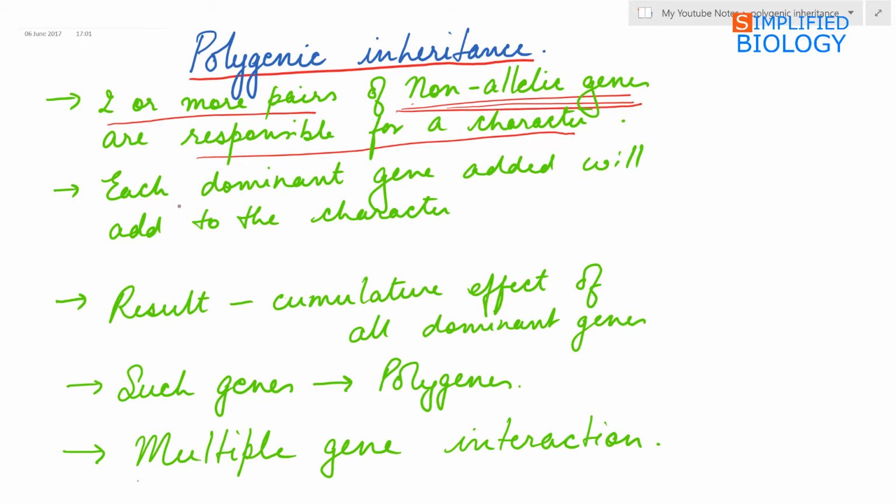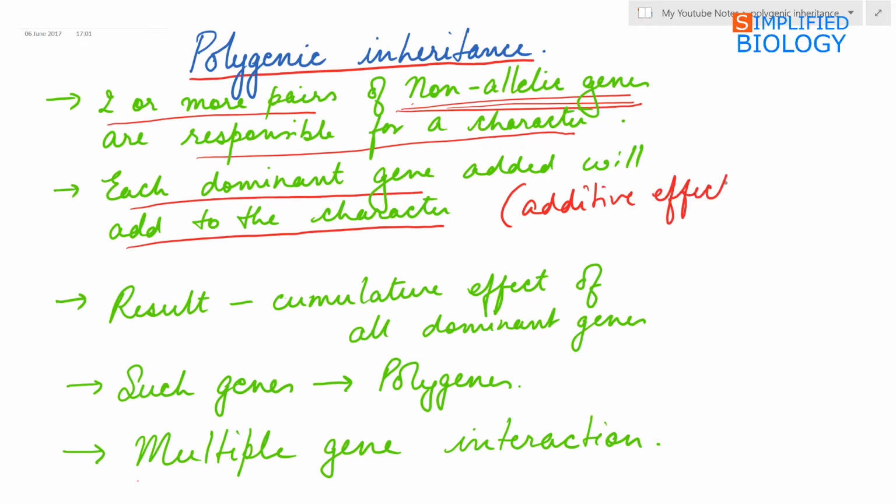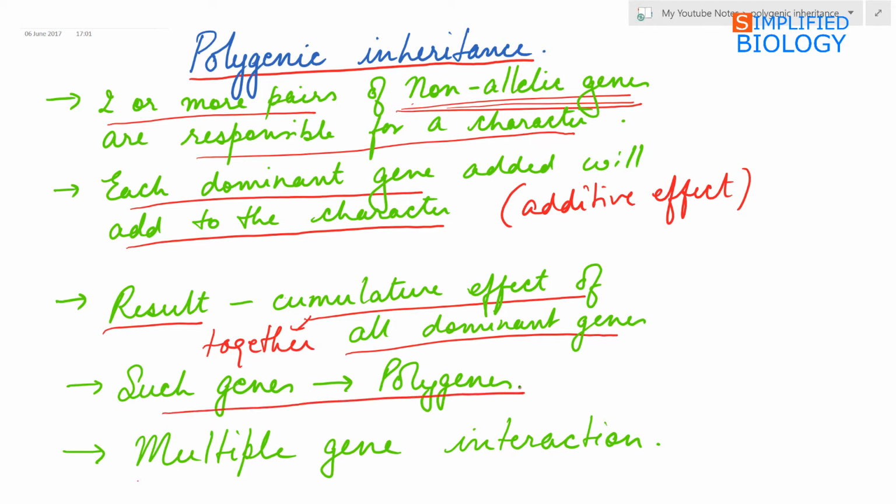Now in this, each dominant gene added, according to the number of dominant genes present, will add to the character. Means the dominant genes show additive effect. Final result will be the cumulative effect of all dominant genes present. Cumulative means together effect of all dominant genes present. Such genes are known as polygenes, and such type of inheritance is referred as polygenic inheritance.